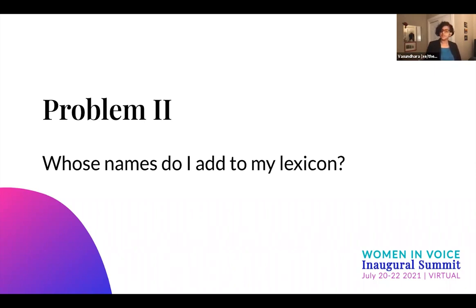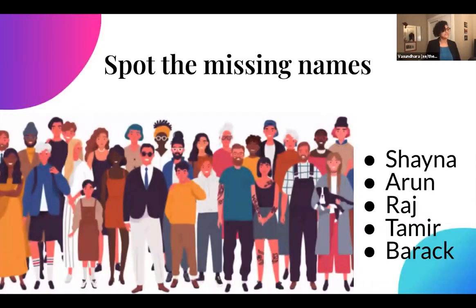So I want to do another quick exercise just to get you thinking about some of these names. This is supposed to be an illustration of a sample of your users, and I want you to spot the missing names. What I mean by that is I looked at the CMU dict, which is Carnegie Mellon's lexicon. A lot of people start with it and then make modifications on top of it. It's a pretty famous lexicon that people use. And so I took the latest version of the lexicon and tried to see whether some names were in it or not.